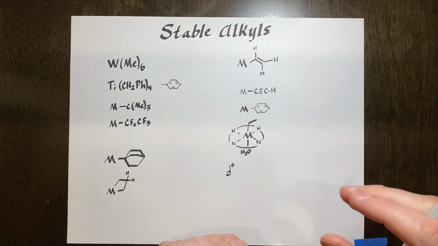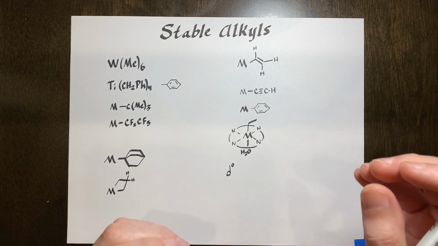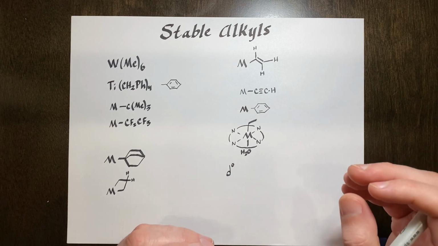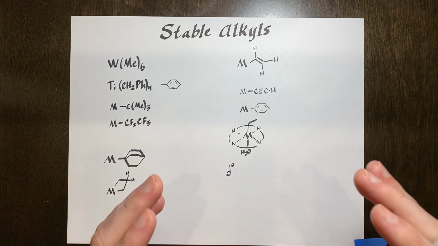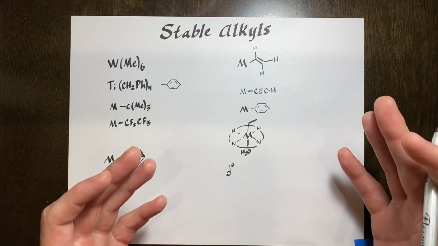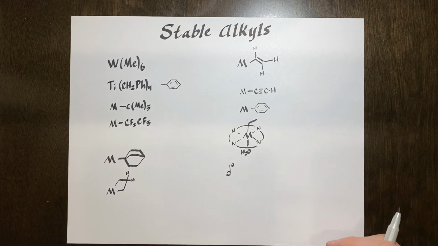Now you could still have kind of an agostic interaction, which is where the hydrogen can have a little bit of bonding with the metal, but the metal will not be able to break the alkyl apart. So we'll still have a stable alkyl. We'll just have some other interactions in there.